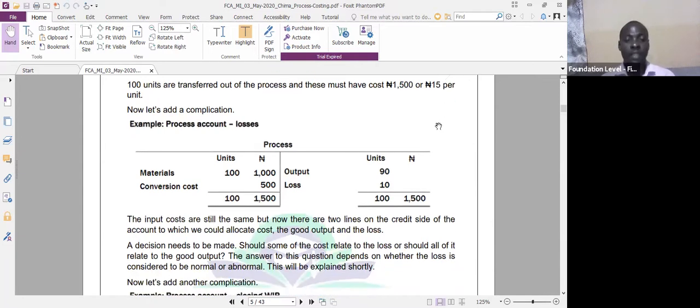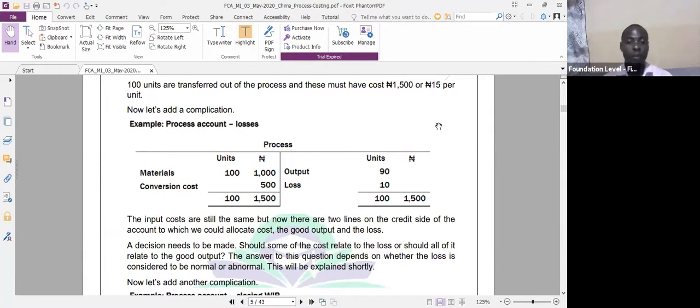Now, this is the same material, the same quantity of conversion cost. Let me tell you, in the process account, your input is at the left hand side of the account, while the output is on the right hand side. So material is an input, conversion cost is an input, giving you an output and loss. Can you see that there is a loss of 10 naira and there is a loss of 10 units and there is an output of 90.